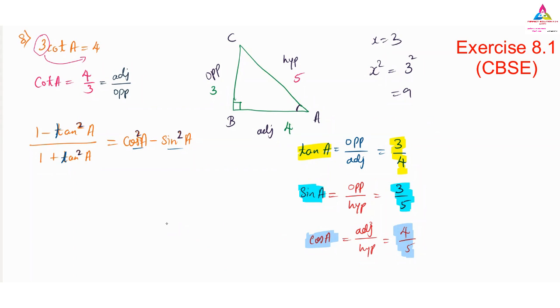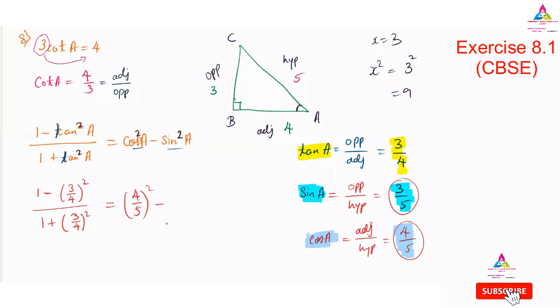Okay, so let us go for this. 1 minus tan A, where the tan A value is 3 by 4, but we have the square, so we put the square outside the bracket. Next, divided by 1 plus tan square A, once again that is 3 by 4 the whole square. That equals the right hand side, where we have cos square A. The cos A value is already found, 4 by 5, so 4 by 5 the whole square. Then minus sin square A, which is 3 by 5.